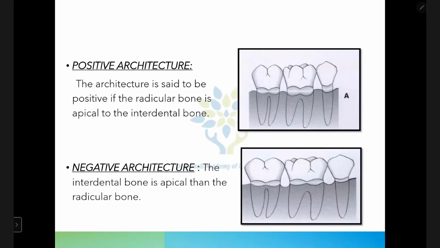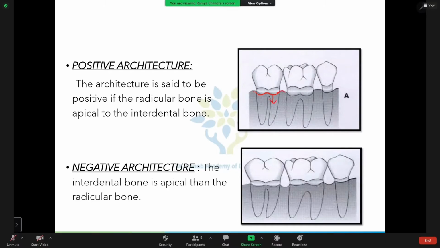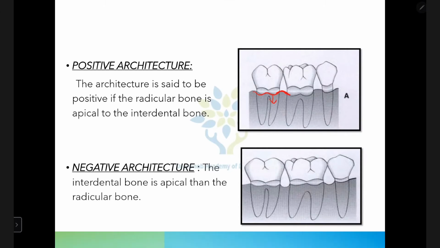Now understand positive architecture. In positive architecture, the radicular bone is apical when compared to the interdental bone, isn't it? This is called positive architecture. Now, what is ideal architecture? In ideal architecture, the interdental bone is more coronal when compared to the radicular bone. In positive architecture, the radicular bone is apical when compared to the interdental bone, or else the interdental bone is coronal when compared to the radicular bone. If it is more coronal, then it is called ideal architecture. Okay, this is the difference.